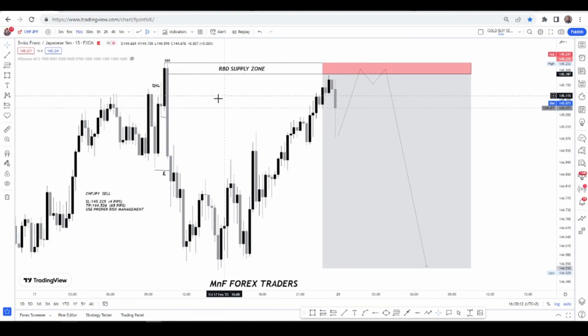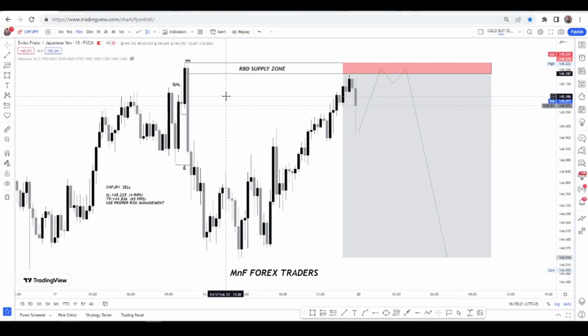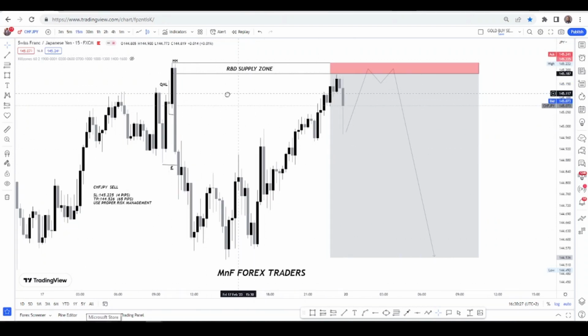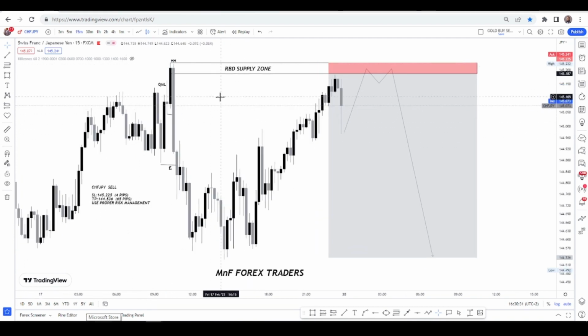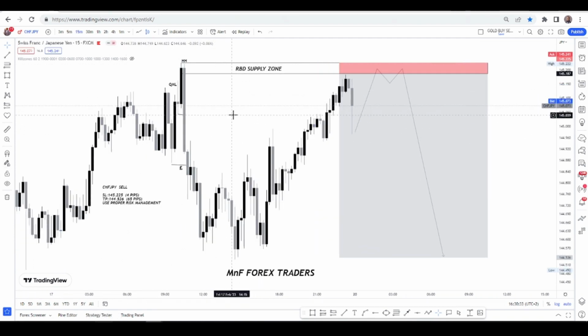So this is a solid setup here. We have a rally base drop with big momentum candles. Whenever I see these big momentum candles, they give me confidence because I know that there's a higher chance of price pulling back to this level here. So it's very important for you to look for such candles. Also, you have to realize that not all setups are always going to present with liquidity. Like you can see here, there's no. Can you spot any form of liquidity here?